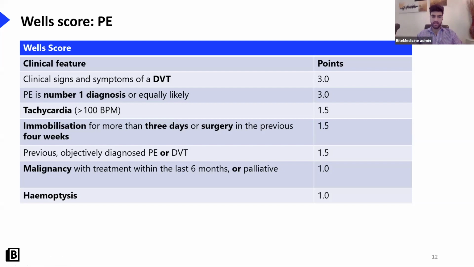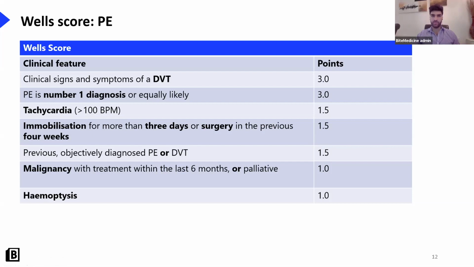These are the features according to NICE. So if they have clinical signs and symptoms of a DVT, you get 3 points. If PE is the number 1 diagnosis or equally likely, you get 3 points. And then there's a bunch of other risk factors, and you get points for each of those. I'm not going to go into each one in depth because you can just read that on the slide. But what I will ask is, what is the cutoff for the Wells score? What score of Wells would make you think that the patient has a PE?